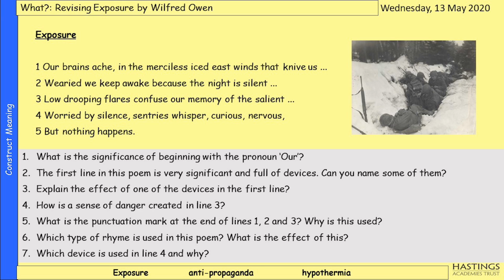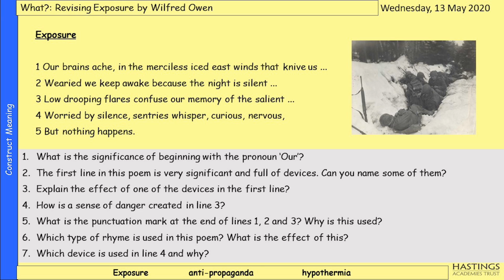In number 4, in line 3, we've got a sense of danger created in a few ways. We have the low drooping flares, which in of themselves are very dangerous as they could hit somebody. It could cause severe injury through either burning or just viciously being hit by it. Amongst other uses, flares are sent out as distress signals, so that in of itself heightens the sense of danger.